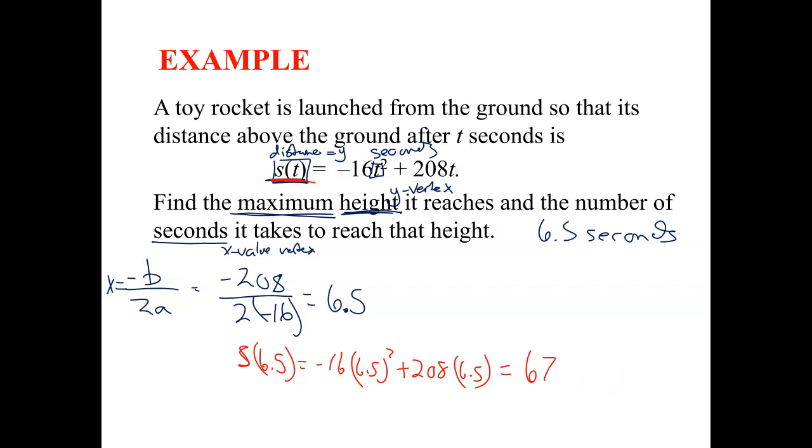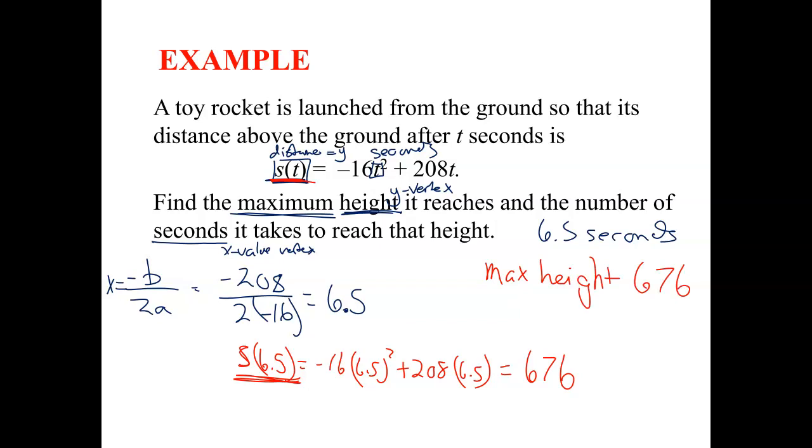How do you get that? I think that's a little bit more accurate. Can we verify 676? This is just saying y equals the height at time 6.5 equals negative 16 times the square of 6.5 plus the product of 208 and 6.5. Okay, so our max height is 676.